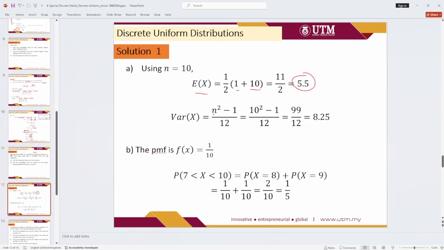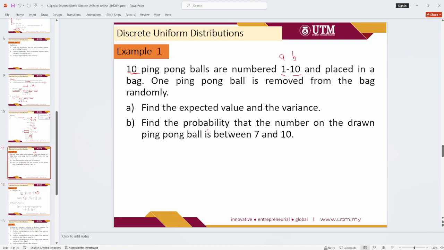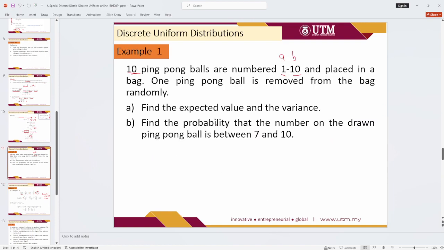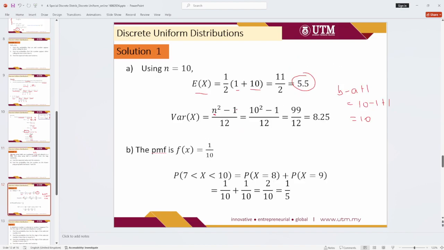The variance of X, so we need to find the number n first. Again, here you can either use the formula or you just count them. If you want to use the formula, it is b minus a plus 1. So b is 10, a is 1, and then plus 1. So you get 10. Or you can also just count the balls. So we have 1, 2, 3, 4, 5, 6, 7, 8, 9, 10. So you know that n is equal to 10. So just plug into this formula, n equals 10. So 10 squared minus 1 over 12, you get 8.25.